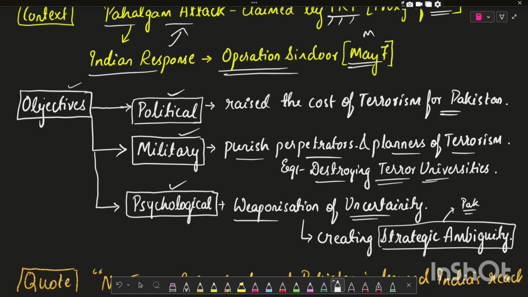What are the objectives? The political objective is it raised the cost of terrorism. The military objective is it punished the perpetrators and planners of terrorism by destroying the terror universities. The psychological objective is it weaponized the uncertainty by creating strategic ambiguity.